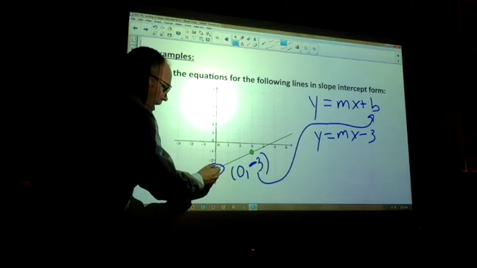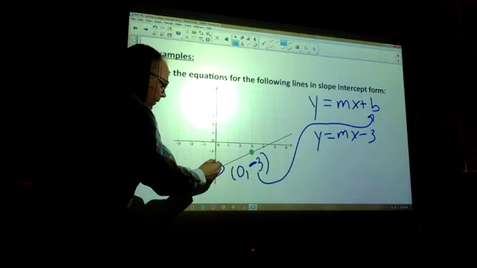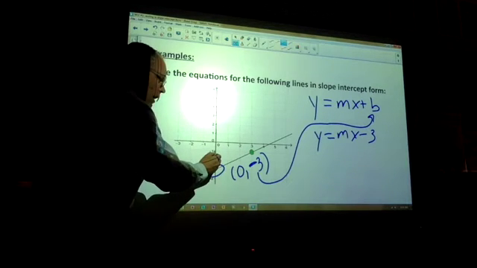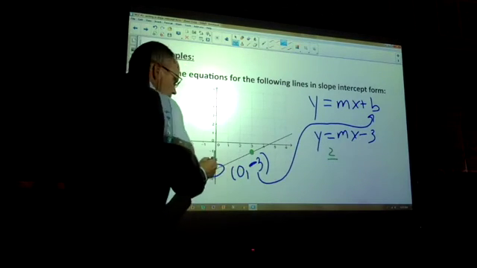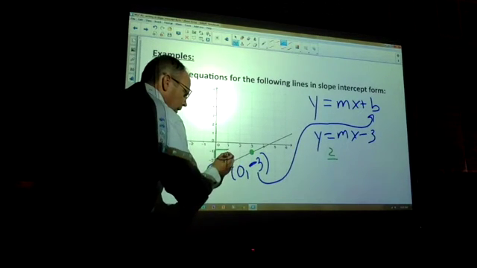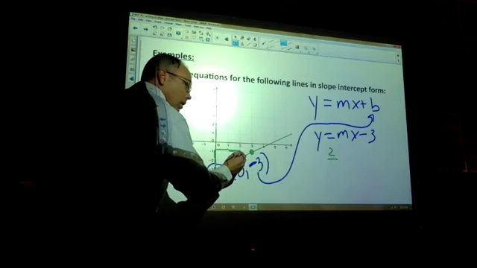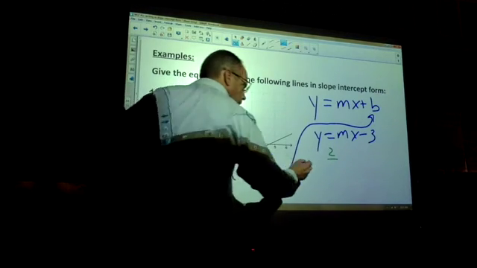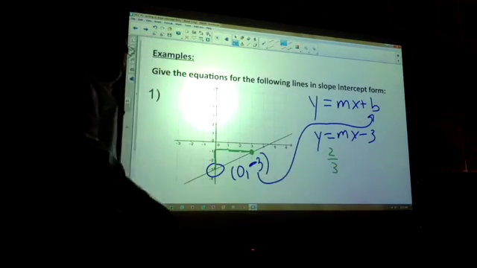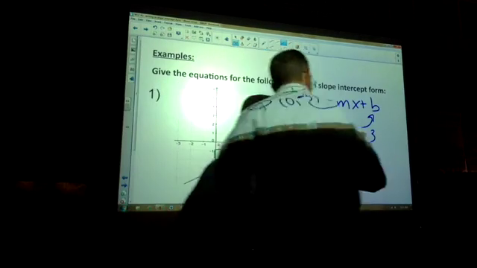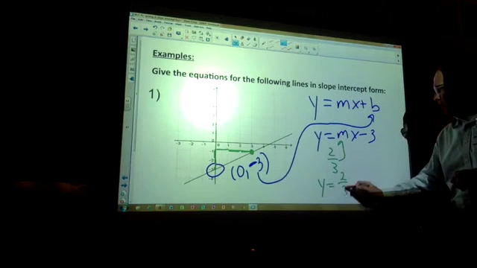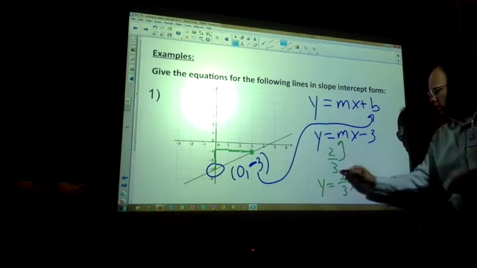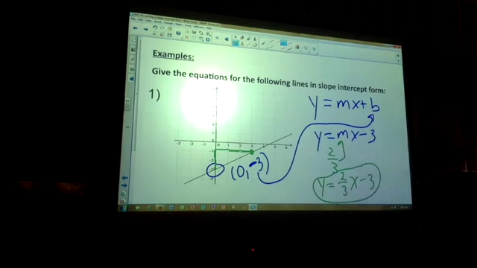So from here, I'm going to count. I'm going to go up 1. I'm going to go up 2. Agree? So I went up 2. And then I'm going to go over 1, 2, 3. What's my slope? 2/3. 2/3, and it's positive because I went up and right. So this is now my slope. It goes right here. So I have y equals 2/3x minus 3. So, hey, did I use the slope equation to find the slope?